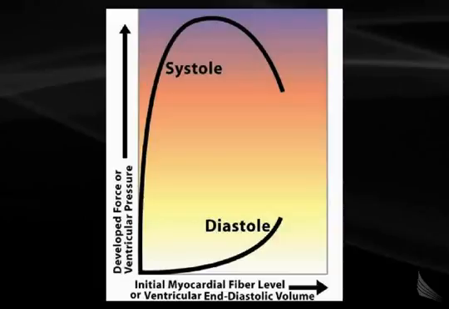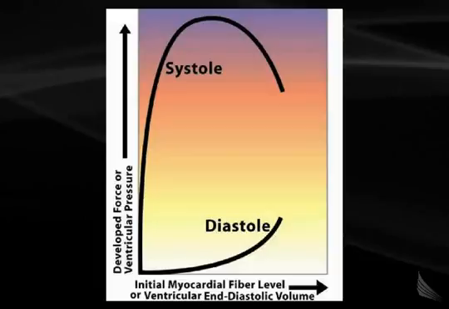The diastolic curve on the bottom represents how much pressure is generated by stretching out a heart that is not contracting. The systolic curve represents a contracting ventricle. The diastolic curve represents a relaxed ventricle. You can think of diastole as filling up a balloon with air.